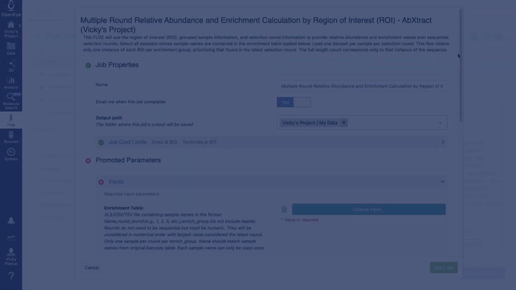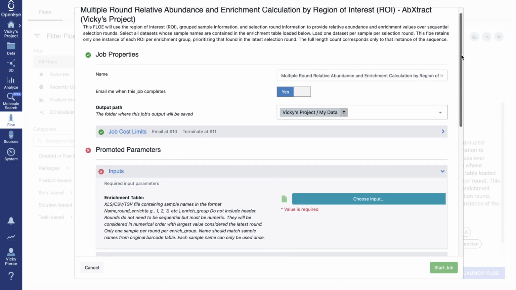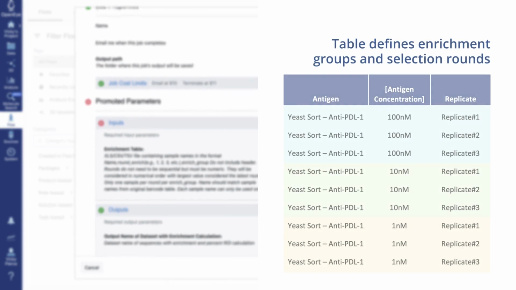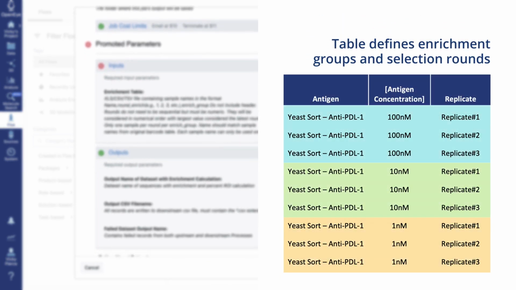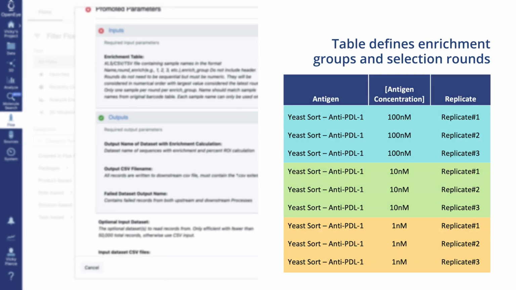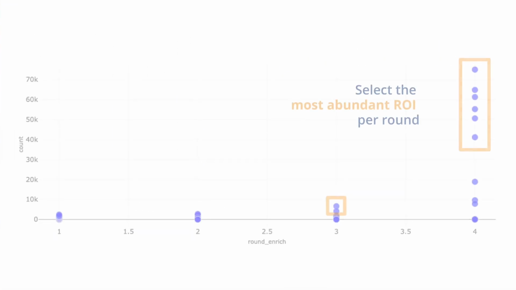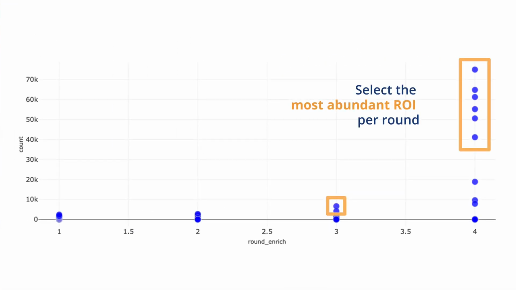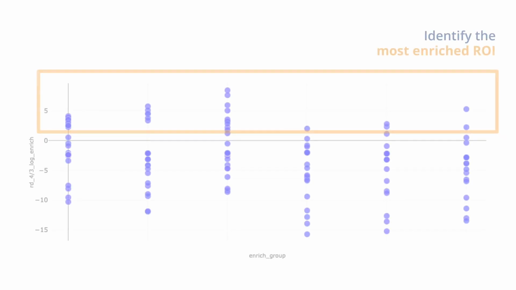One of many new flows debuting in this release, we've created a multi-round enrichment flow that uses a single, simple table to define enrichment groups and selection rounds from input datasets, outputting enrichment and abundance round to round and across the entire experiment.